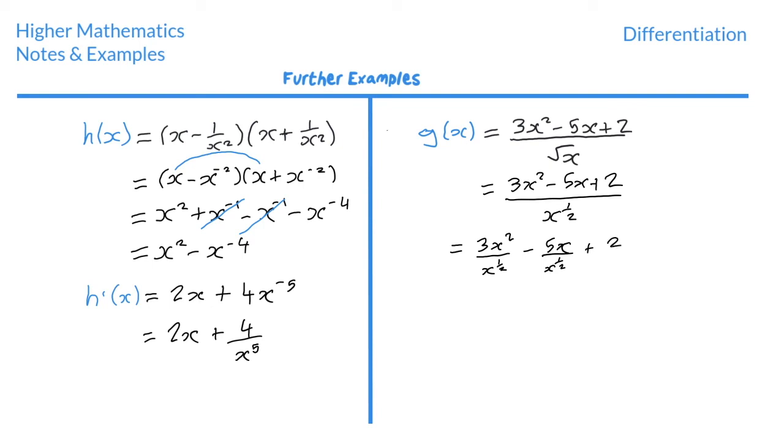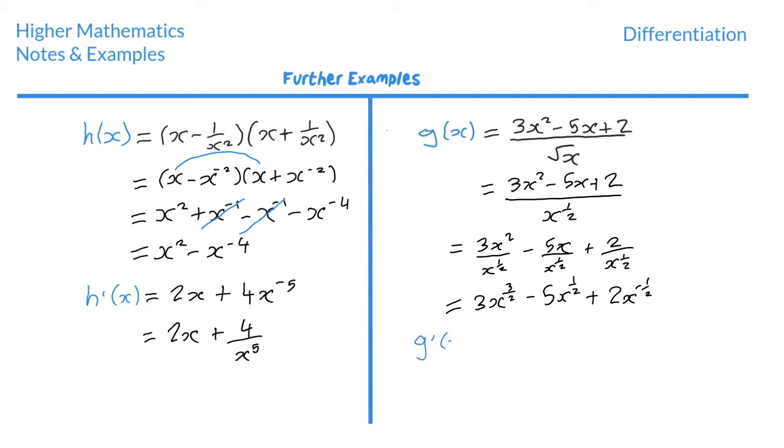So we can separate that into 3 fractions, all with that same denominator, and then we can evaluate each term. So 3x squared over x to the half, we're going to subtract the powers, it'll be 3x to the 3 over 2. Here, in the next term, we're going to have minus 5x to the 1 half. It's just 1 minus 1 half, so it'll be 1 half. And finally, we'll have 2x to the negative 1 half. So that can be quite difficult, but once we've done that, the differentiation isn't too difficult.